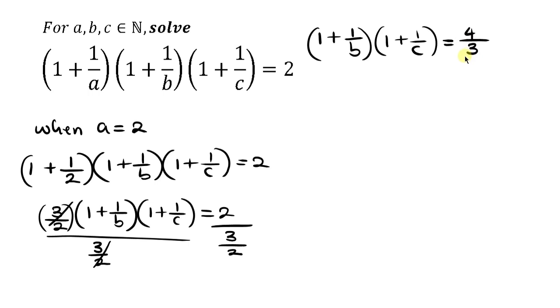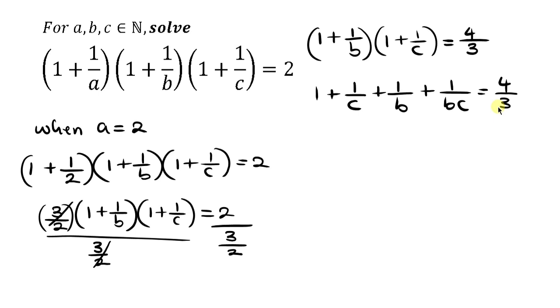Our next step will be for us to open up the bracket. So 1 times 1 is 1, plus 1 times 1 over C is 1 over C. Now 1 over B times 1 is 1 over B, plus 1 over B times 1 over C is 1 all over BC, and this is equal to 4 over 3.